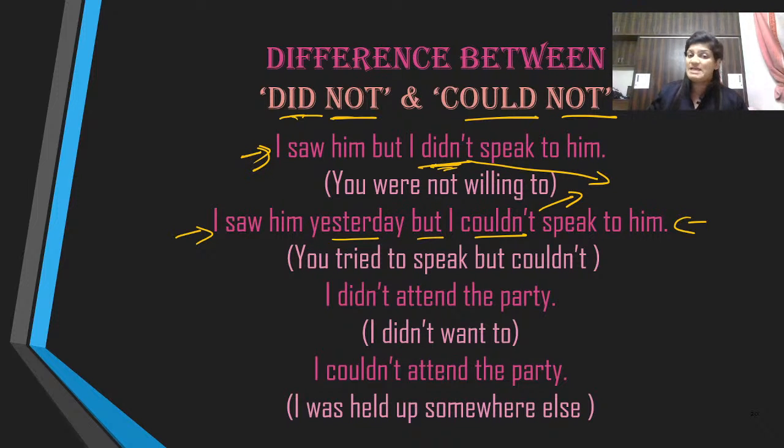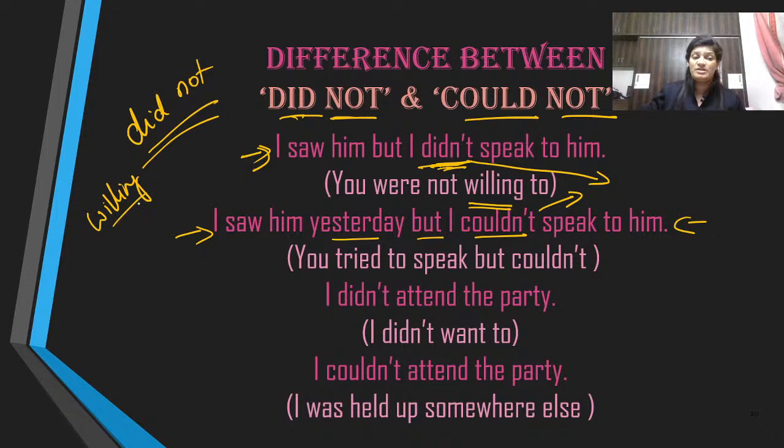I saw him, but I didn't speak to him because I was not willing to. When you use did not, you are speaking about your willingness, whether you were interested in speaking to the person or not. I was free. I was seated. I could have walked up to him. I could have spoken to him, but I did not. I chose not to speak to him. That is why I didn't speak to him.